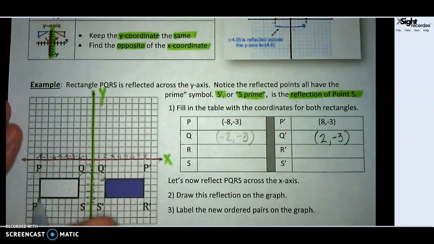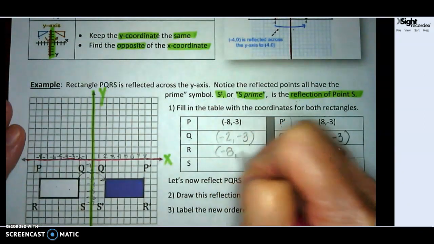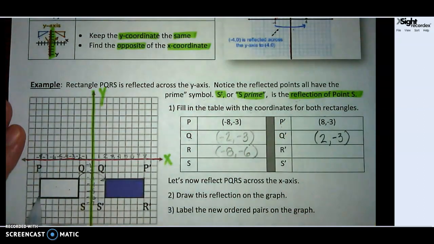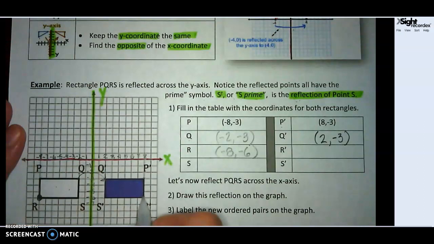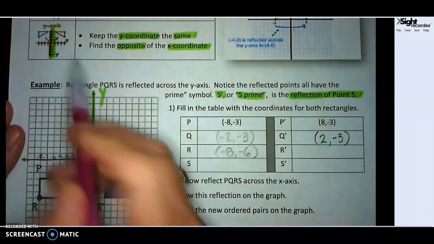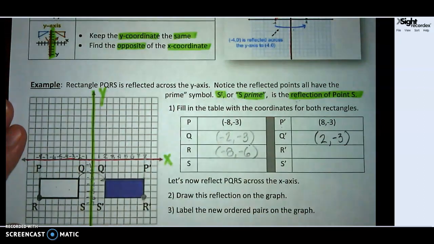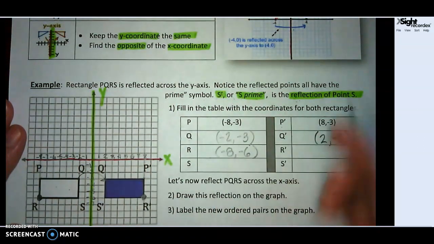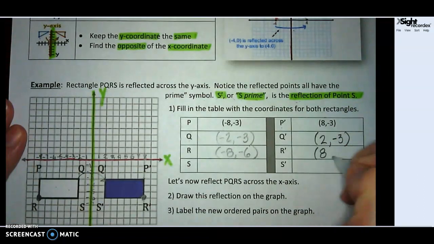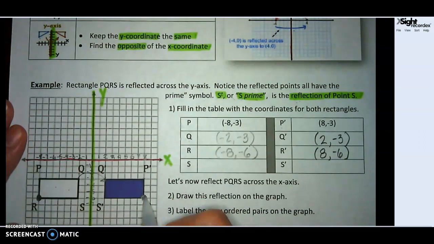For point R, over -8 and down to -6. So -8, -6. And this is the point R that I'm reflecting over to here. I'm remembering I'm going across the y-axis, so you're keeping the y, but changing the x. You're getting the opposite of -8, and the opposite of -8 is +8, but the y value stays the same, -6. So we can look at that, 8, -6.